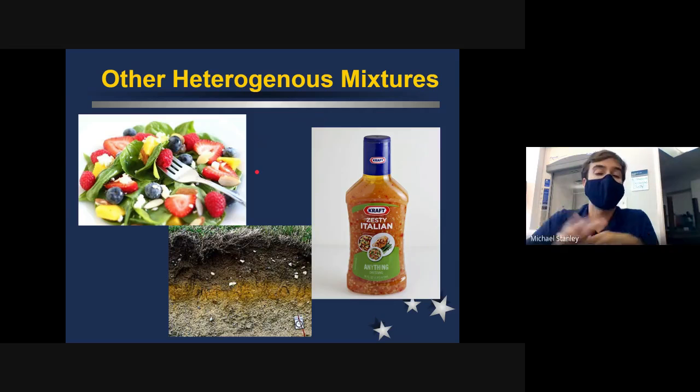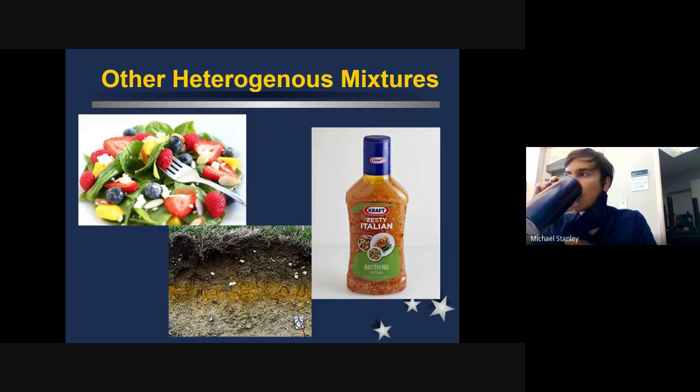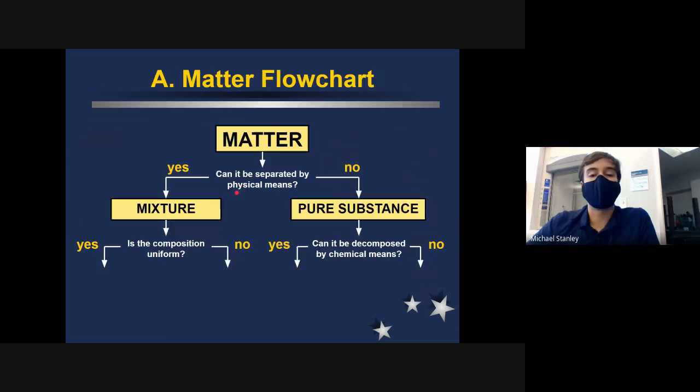All right, so does anybody have any questions about the mixtures so far? Homogeneous versus heterogeneous mixtures. Anything you're still a little confused about? All right. Sounds like there's no major questions up till now.